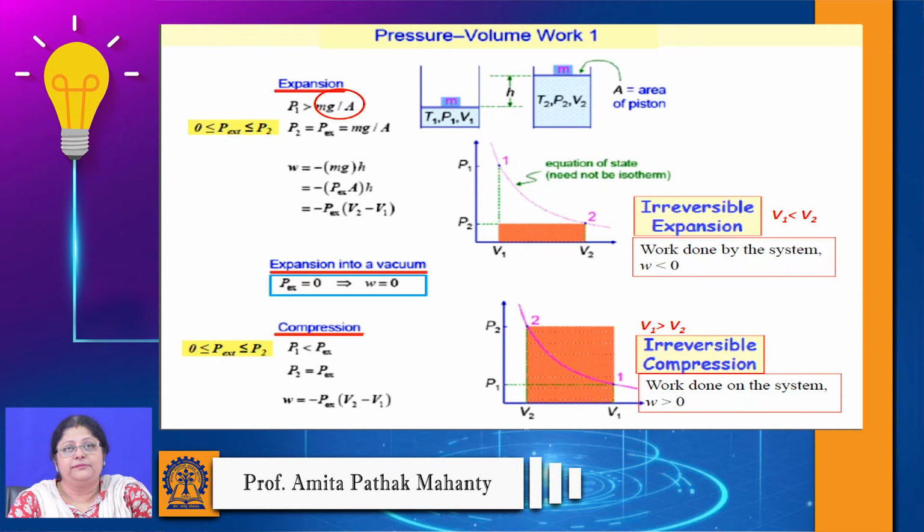Now what happens if I do an expansion into vacuum? What is the expansion taking place in vacuum? That means the P external becomes zero. There is no resistance against which the volume is moving. If P external is equal to zero, then what happens to the work expression? W equals minus P dV, so the P expression becomes zero. So for any free expansion, the P external is zero, so work done is zero. I hope you know that.